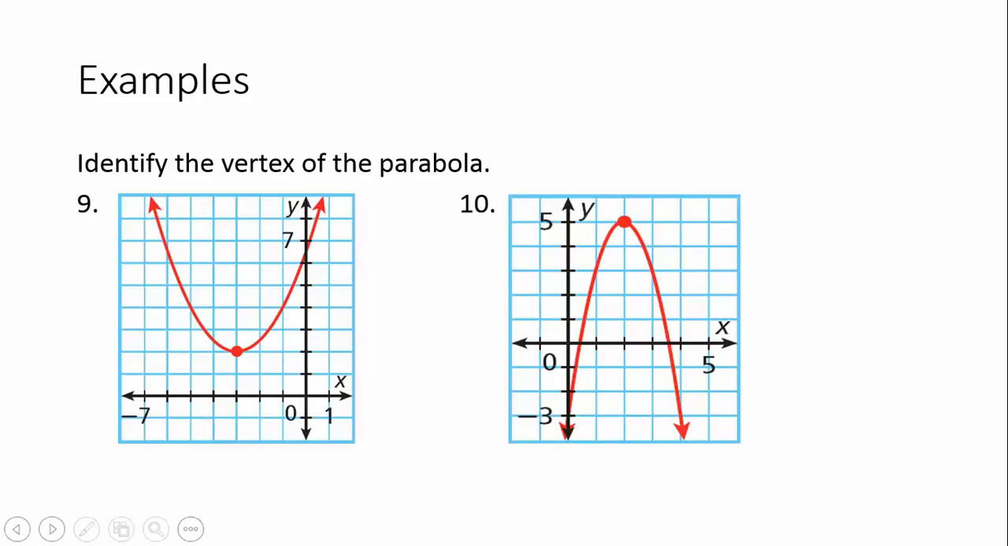Identify the vertex of the parabola. On number 9, you're simply naming this ordered pair. So it's 3, 2. That's how we name the vertex. You try number 10. What would be the vertex of this parabola? Hopefully you're saying 2, 5. Identifying the vertex is pretty simple if you've got it graphed.